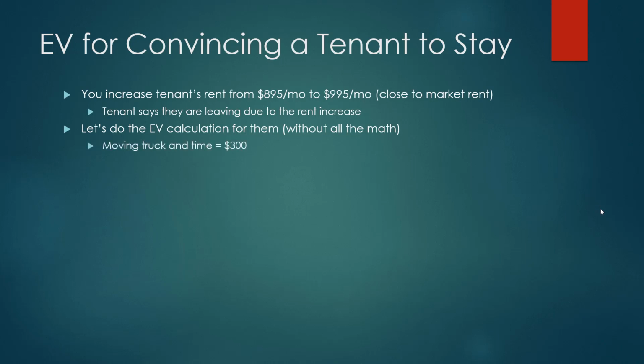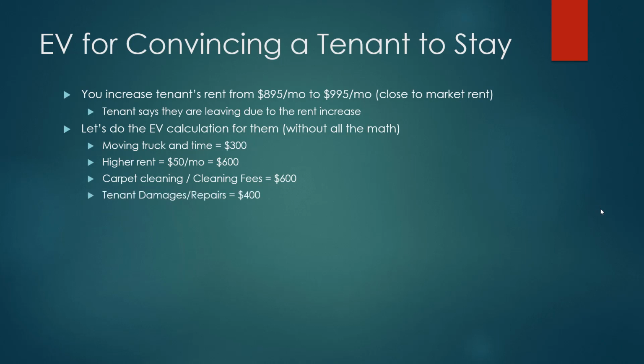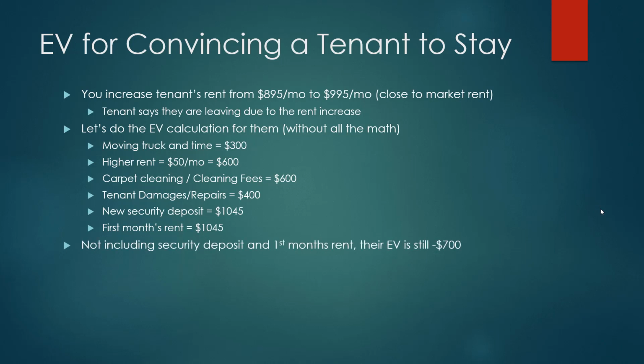So moving truck and time, how much does that cost? Let's say $300. Higher rent, $50 a month. If you move somewhere else, you're probably paying more. There's an extra $600. Carpet cleaning and cleaning fees when you move out, you're going to have $600 deducted from your damage deposit. Tenant damages and repairs: I've walked around your apartment, there's at least some stuff you're getting charged for. Not to mention you've got a new security deposit and first month's rent. So you're leaving because you're going to have to pay an extra $1,200 this year. Even if we ignore these, if we add these up and take $1,200 out of that, you're still spending $700 more in the next year.